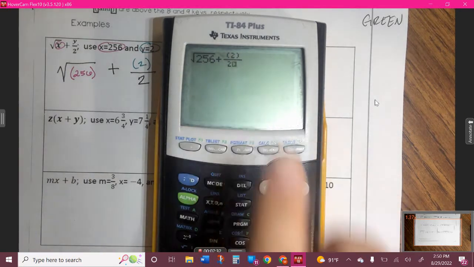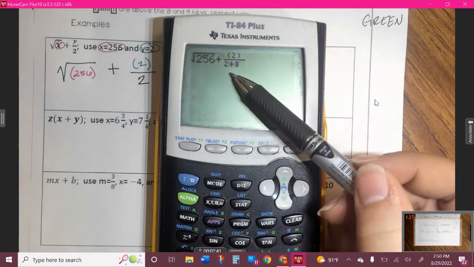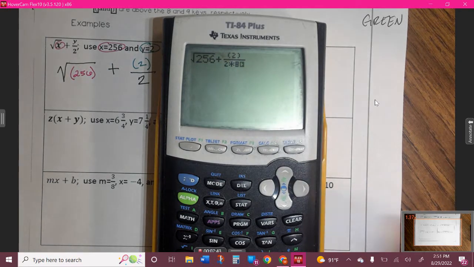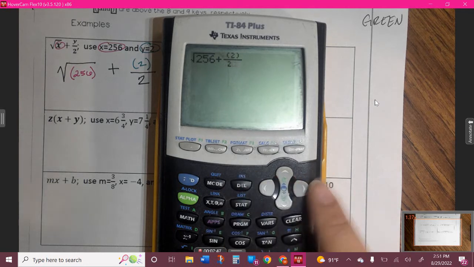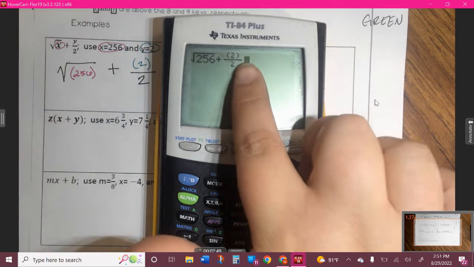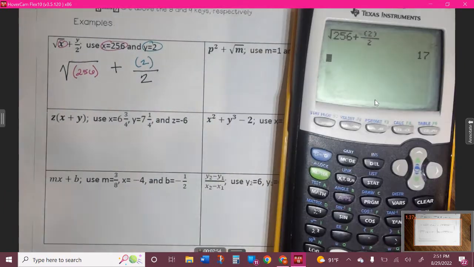I just want to point out, if you were not done, you wanted to keep typing, maybe you were multiplying something by 8 afterwards, notice that when you continue typing, you're still in the denominator. So I'm going to get rid of those. To get out of the denominator, again, just hit the right arrow, and now you're back to the normal typing. When you hit enter, it gives you your answer, 17.